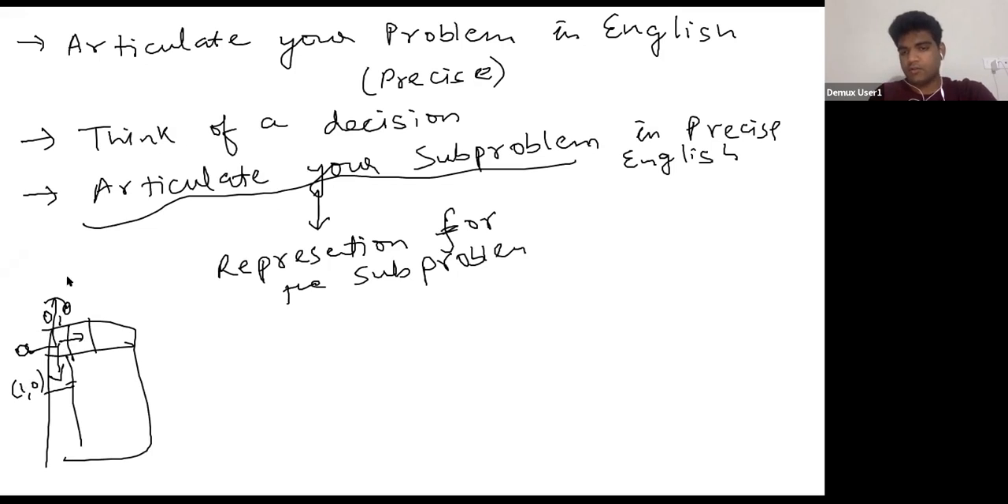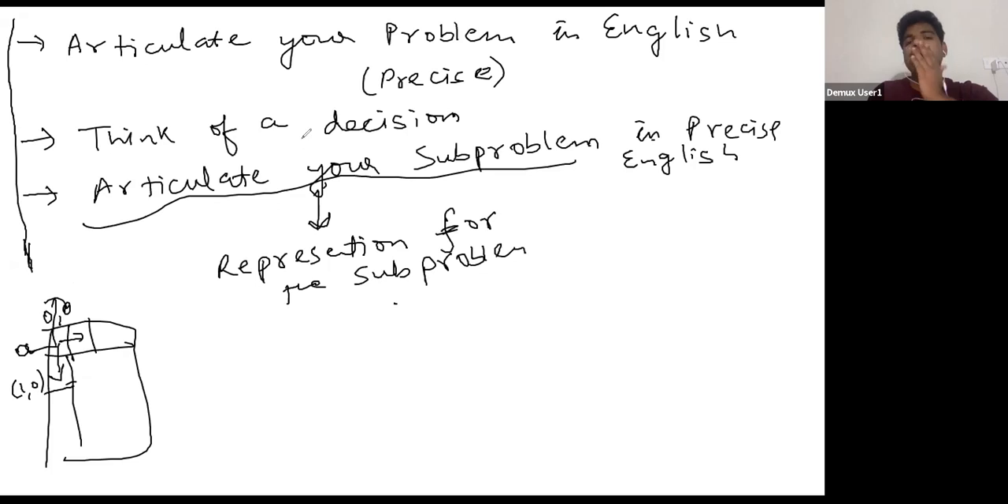So for all those 4 sub problems, we will have a different start point and a different end point, correct? So I am just telling you how I solved this problem. This is another way to come up with recursive solutions. You can articulate your problem in English, think of a decision. Decision is always there. Once you take that decision, you will have a sub problem. Articulate that in English, and from there you should be able to find a representation for the sub problem.